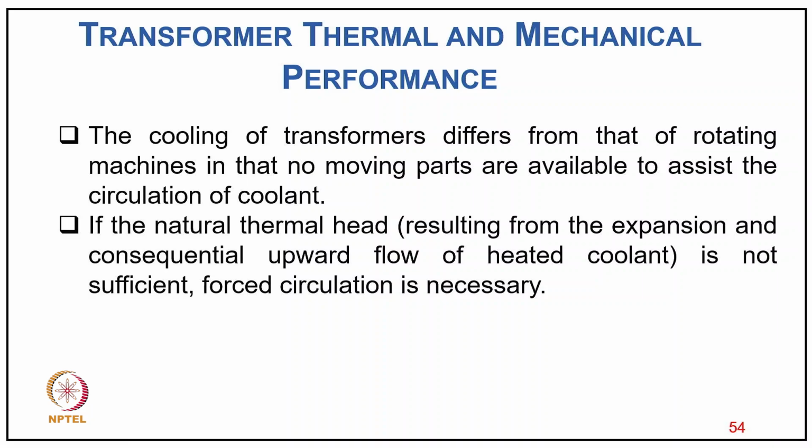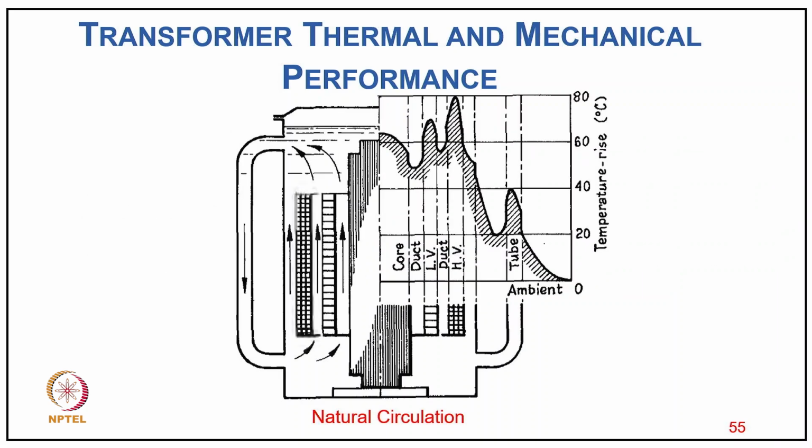The cooling of the transformer differs from that of rotating machines in that no moving parts are available to assist the circulation of coolant. So if the natural thermal head resulting from the expansion and consequential upward flow of the heated coolant is not sufficient, forced cooling is necessary. And you can see the temperature distribution with natural cooling in the different parts of the transformer with oil cooling, how the circulation and temperature variation occur in the core, then the ducts and low voltage winding, then ducts, the high voltage winding, and then the tube. Of course, this is all with respect to the ambient temperature.